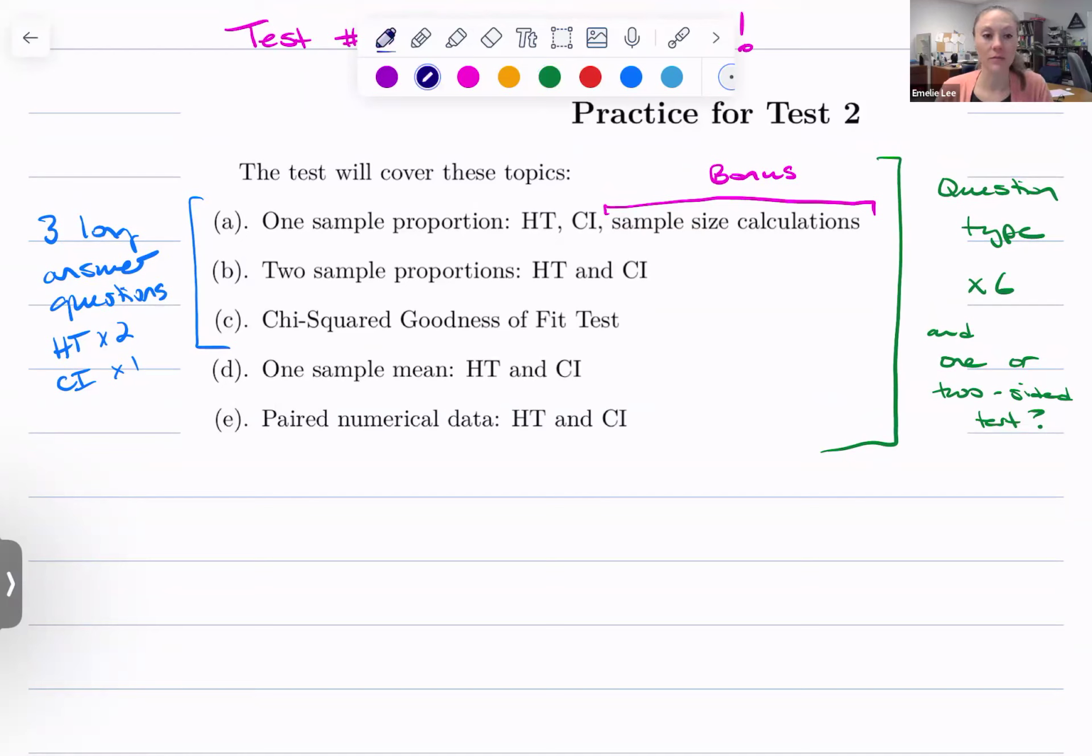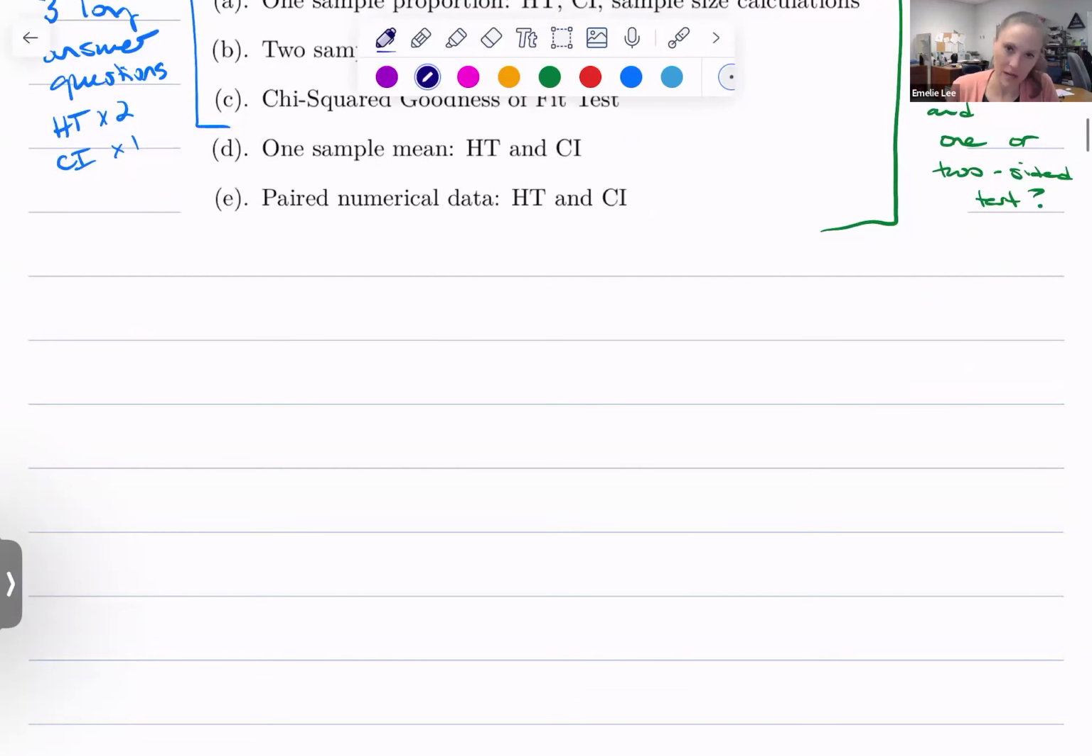For a tiny bit of review, I'm keeping my eye on the chat. If you have any questions about the test, then just put them in the chat. So let's see here.